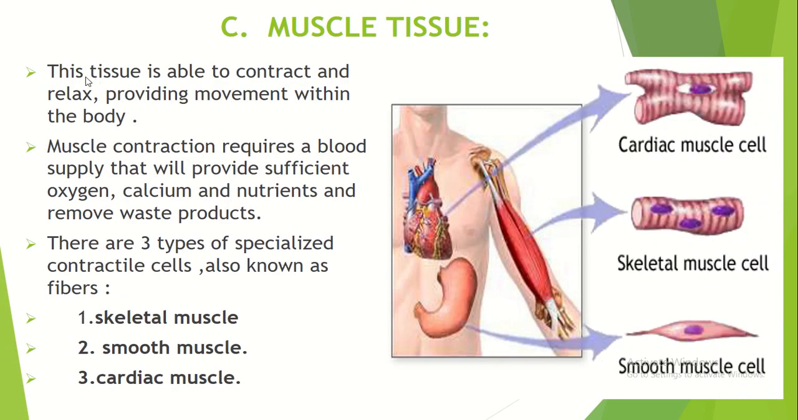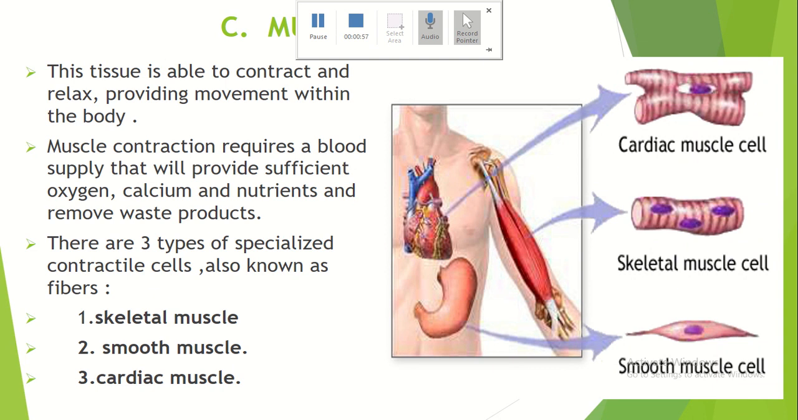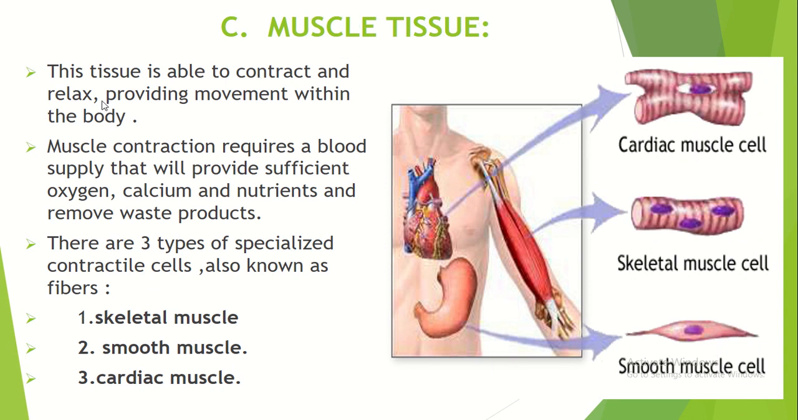So muscle tissue is able to contract and relax, providing movement within the body. For the movement of the body, the tissues need to contract and relax. So with the help of this muscle tissue, the body is able to do so many movements. Muscle contraction requires a blood supply that will provide sufficient oxygen, calcium and nutrients and remove the waste products. Any tissue needs some blood supply, which provides the muscle with oxygen, calcium and nutrients, and also removes the waste products.